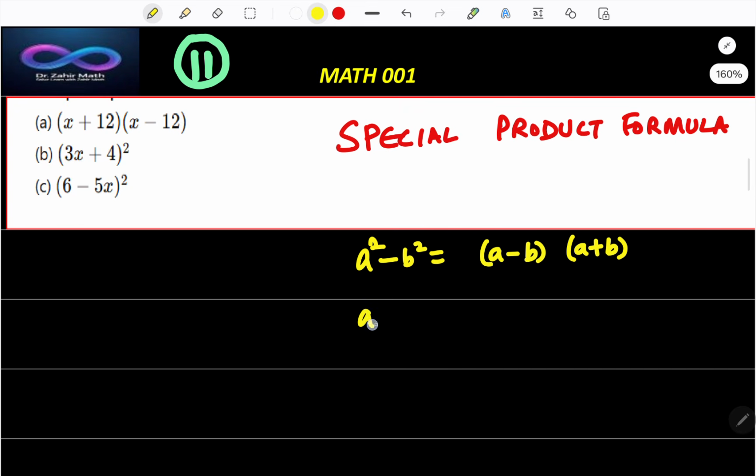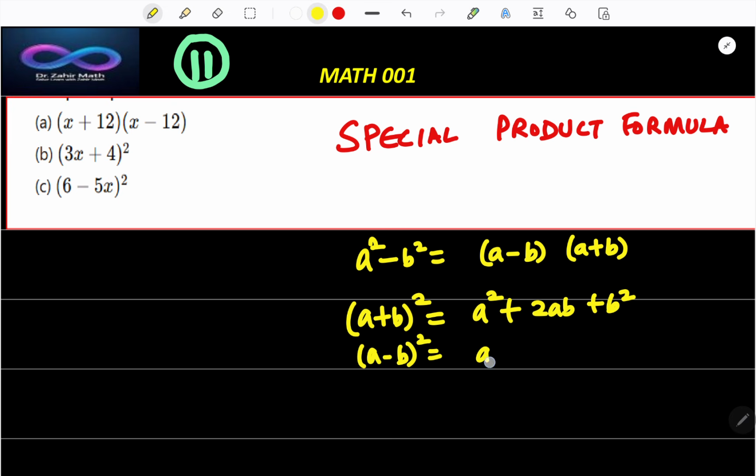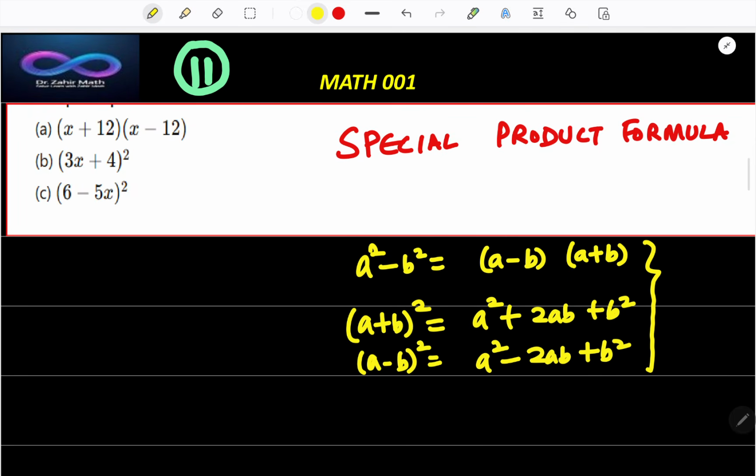What is the second rule? a plus b whole square is equal to a square plus 2ab plus b square. And what is a minus b whole square? Which is a square minus 2ab plus b square. Please memorize this rule. Memorize means keep in your mind. Very, very important.